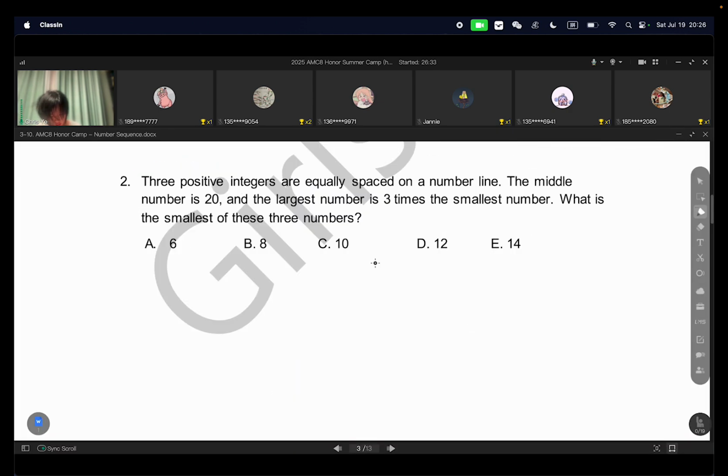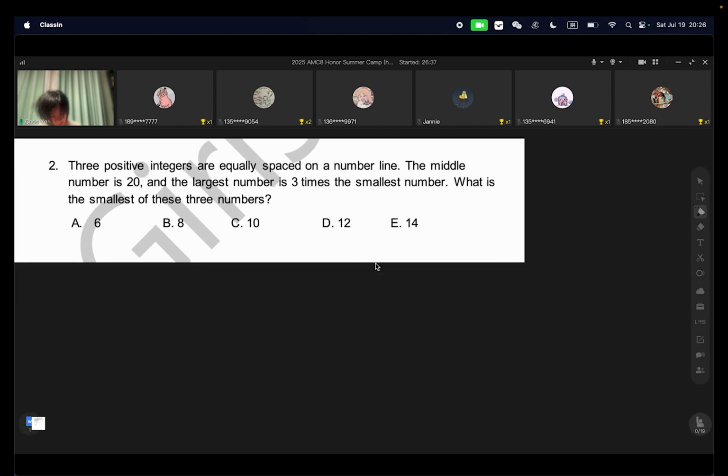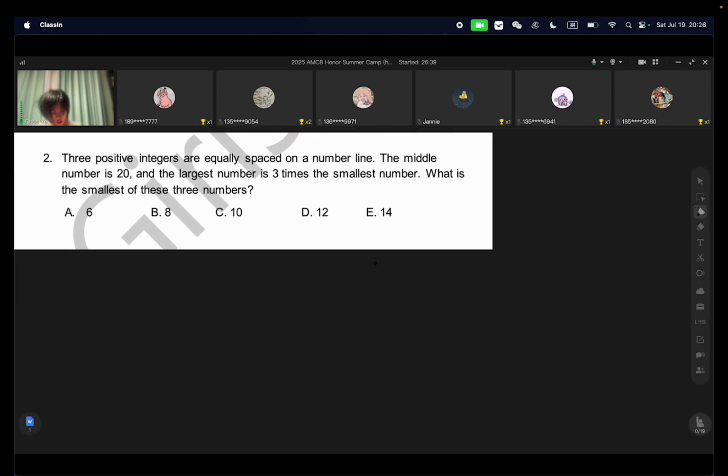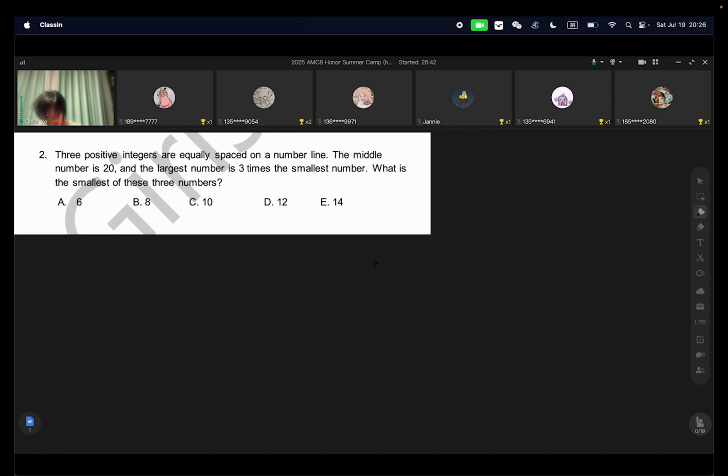The second question is based on a number line. 3 positive integers are equally spaced on a number line. So let's draw that one first. In the number line, the middle number is 20, and the largest number is 3 times the smallest number. Since they're equally spaced on the number line, it means that they are part of an arithmetic sequence. They have a common difference.